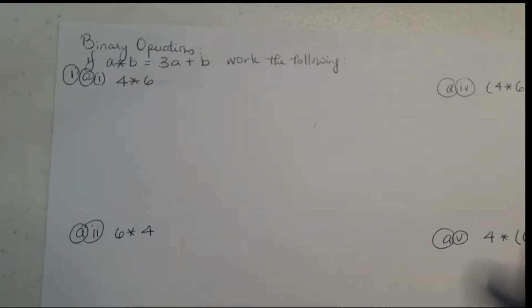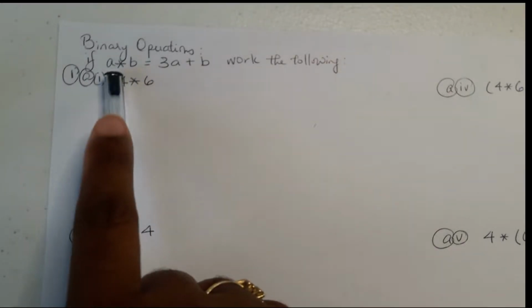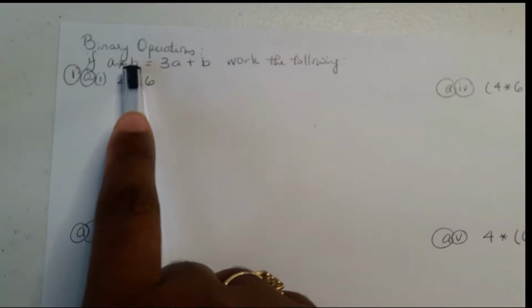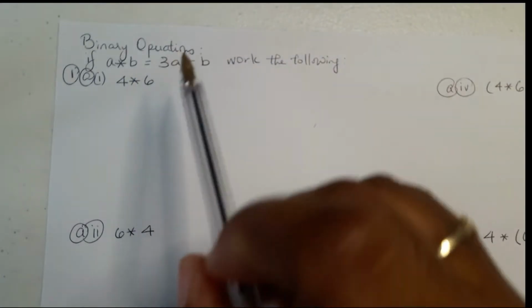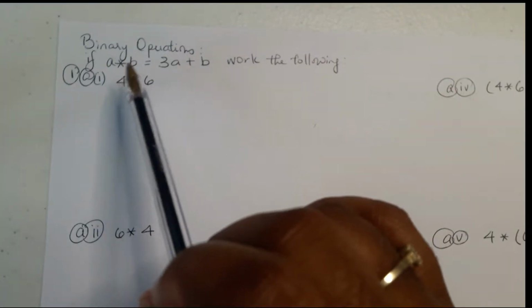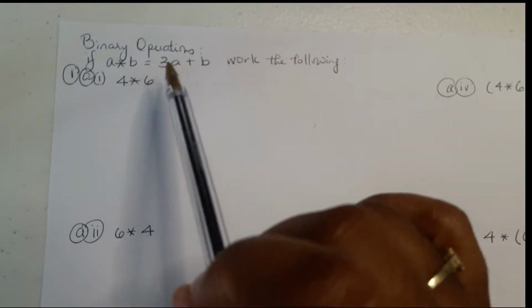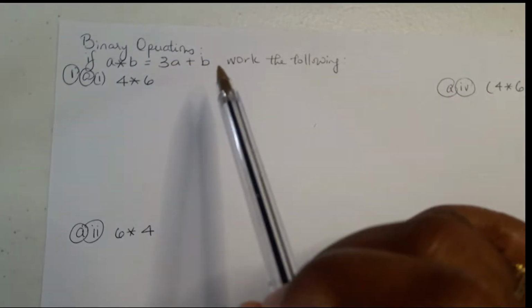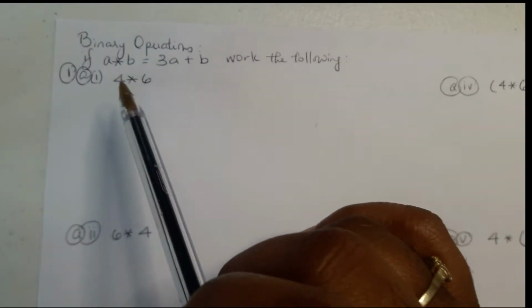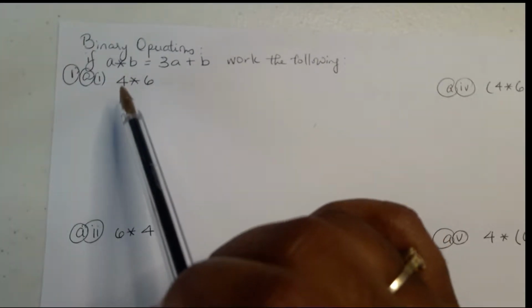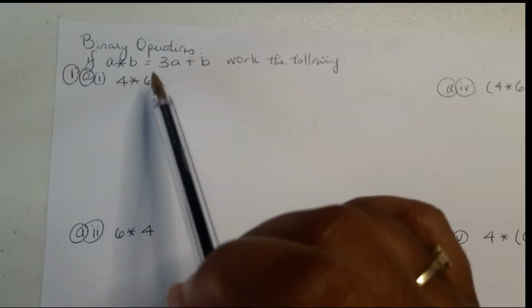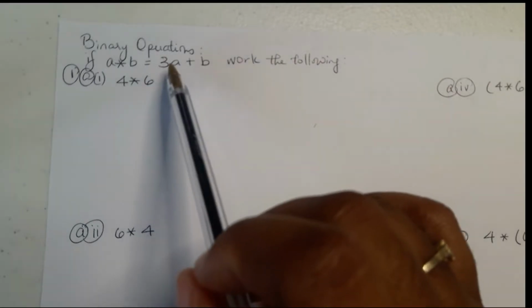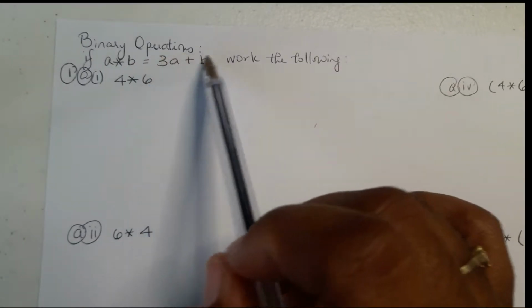We're starting off with binary operations. Binary operations deal with two elements, and they give you a code. So this will be the element here, A star B, and the code will be 3A plus B. Anything on the left would represent A, and anything on the right would represent B. And so you would just stick it in the code given.